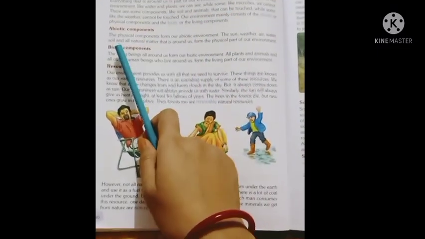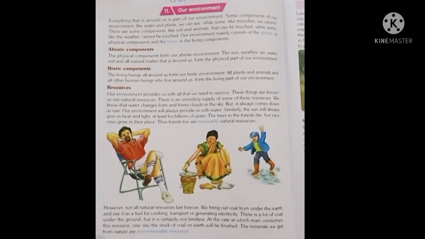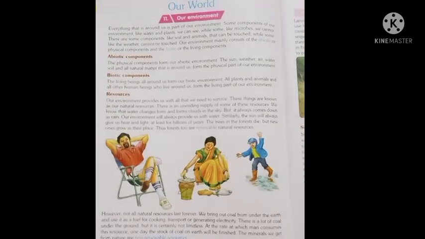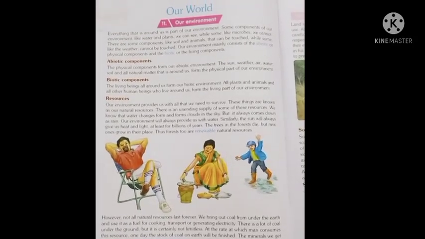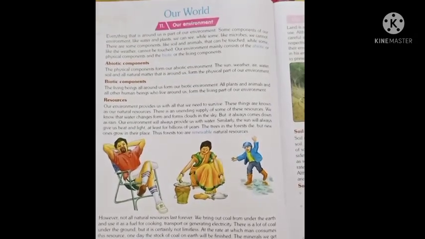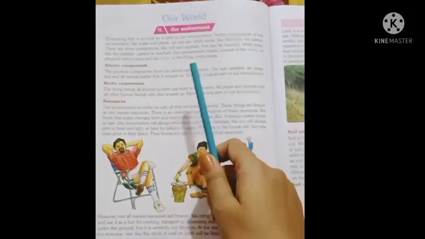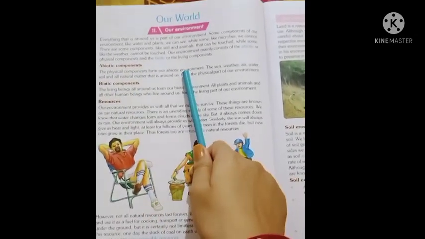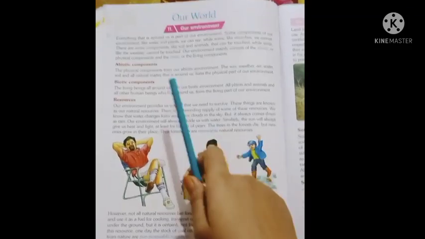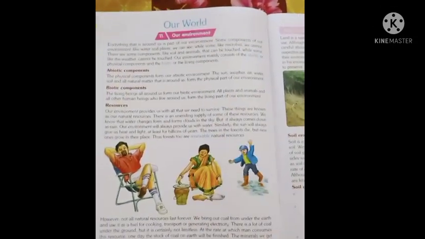Okay, now come to the next point, abiotic components. The physical components form our abiotic environment. The sun, weather, air, water, soil, and all natural matter that is around us form the physical part of our environment. The natural part of our environment is abiotic components. Such as sun, weather, water, river, these are natural things and these are physical part. So these are the abiotic components.